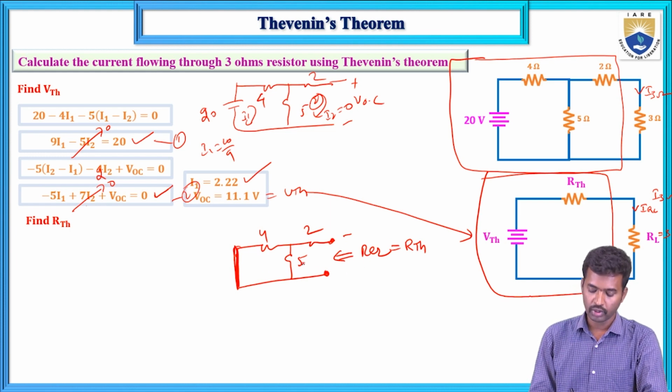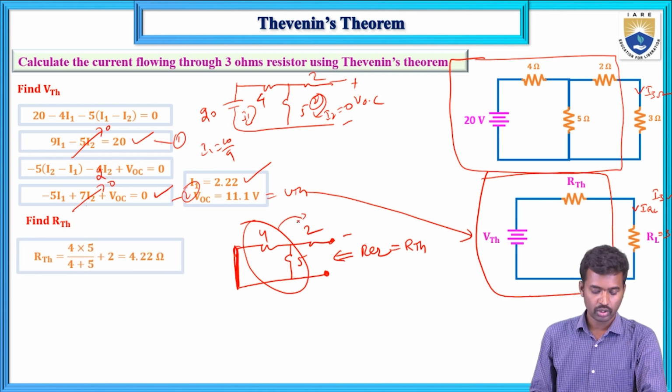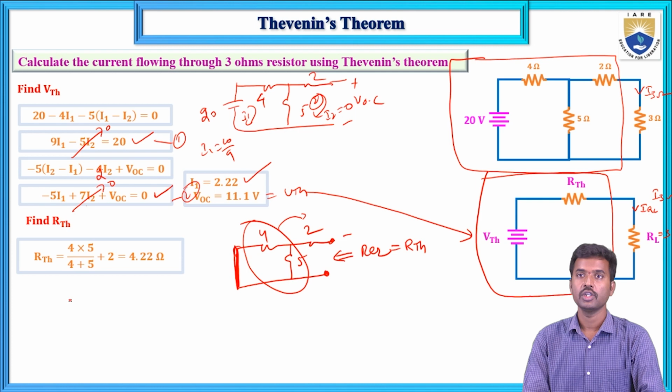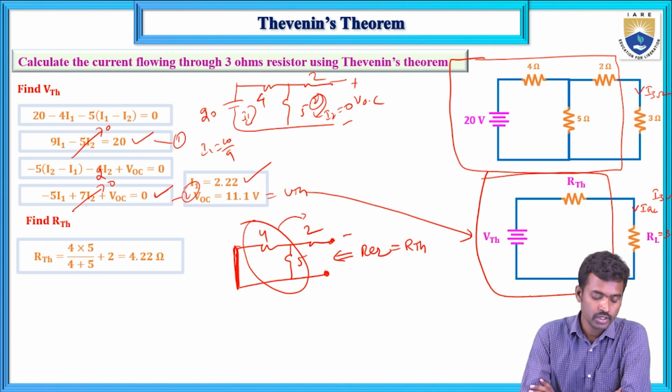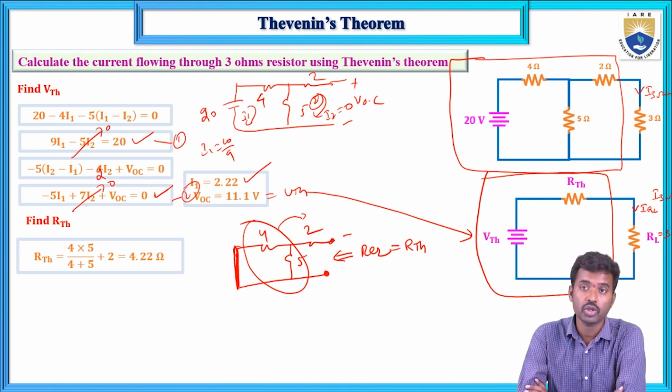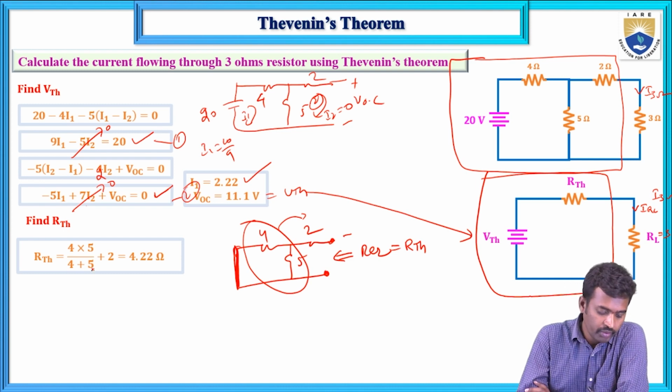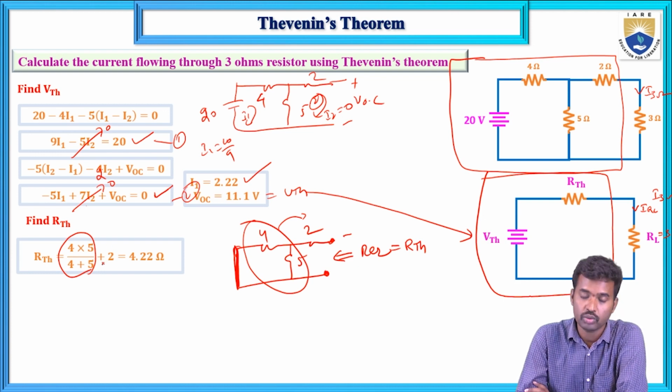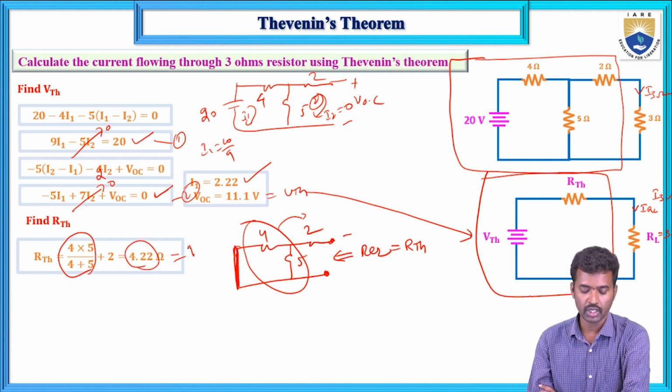So now here 4 and 5 are connected in parallel and again in series with 2. Two resistors connected in parallel, R1 and R2, in that case R equivalent equals R1 into R2 divided by R1 plus R2. So here R1 equals 4 and R2 equals 5. So 4 into 5 divided by 4 plus 5, that is the parallel combination, and in series with 2. Now 4 into 5 by 4 plus 5 plus 2 equals 4.22. Now this 4.22 is the RTH.